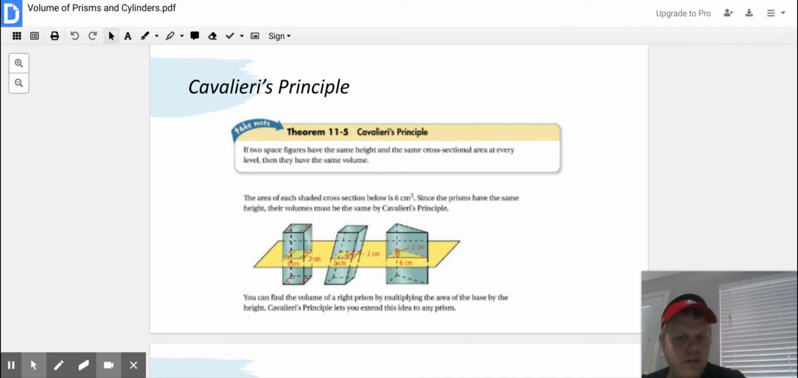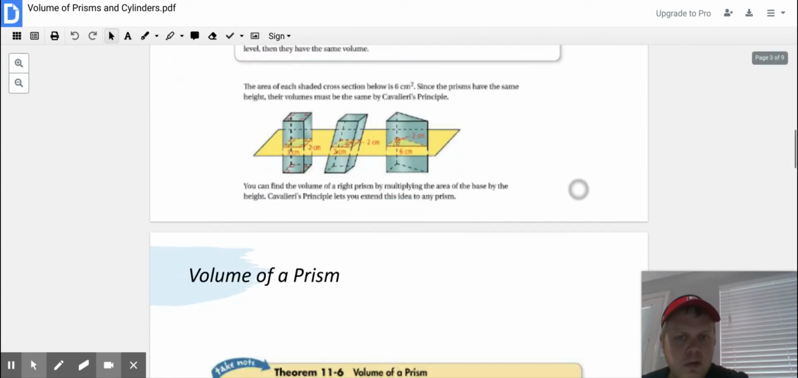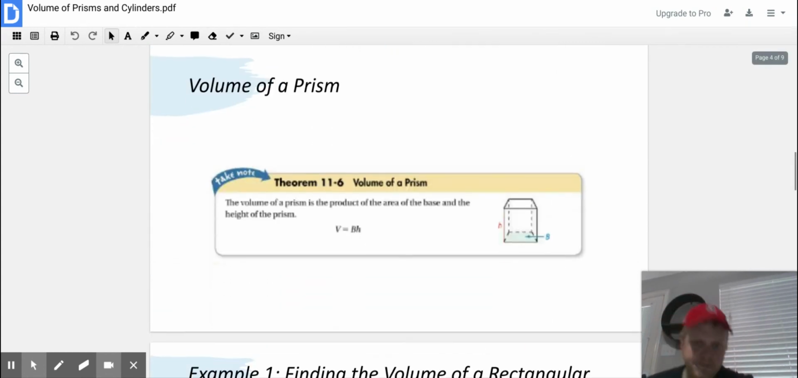You can find the volume of a right prism by multiplying the area of the base by the height. Cavalieri's principle lets you extend this idea to any prism. In words, we're going to see what the volume of a prism is, kind of what we've been saying multiple times. The volume of a prism is the product of the area of the base and the height of the prism.